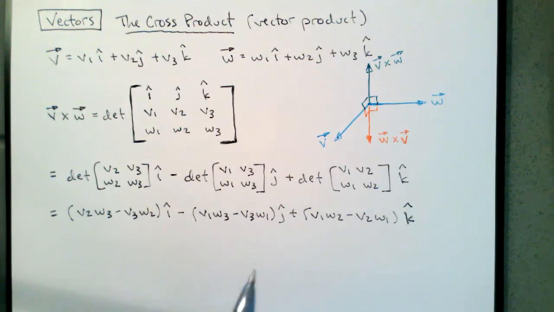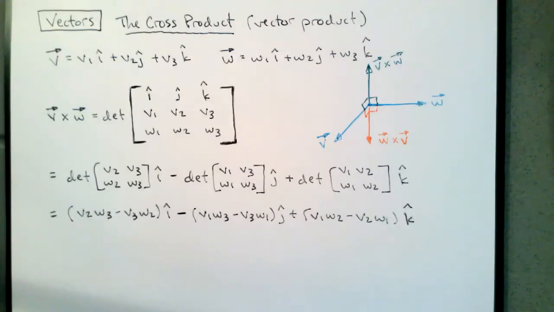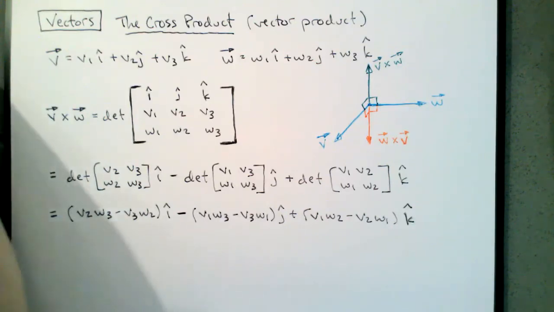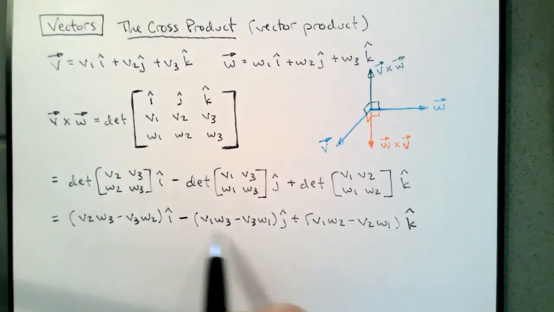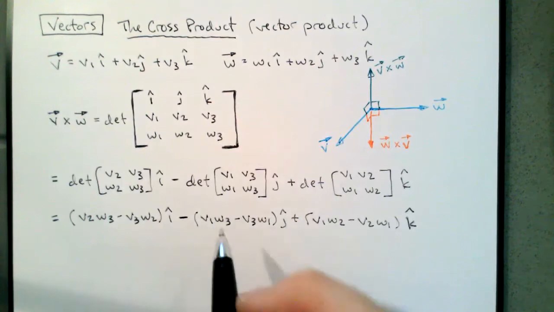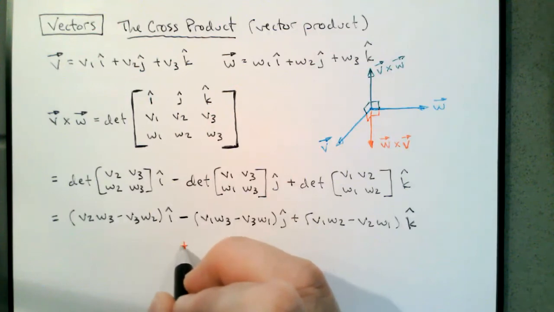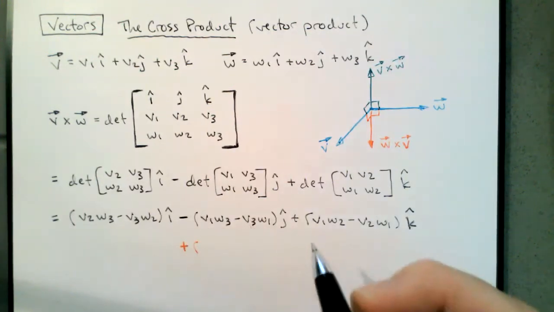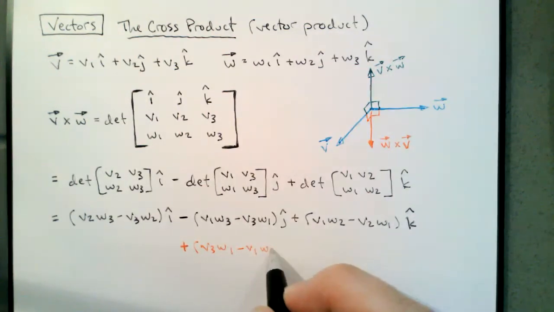And then I just have to remember that in the determinant calculation, the second term is the opposite of whatever you get. Sometimes you'll see the determinant calculation where this middle term, we distribute the negative. So instead of V1W3 minus V3W1, you'll see this written as a plus, and then we change the signs inside the parentheses. So this will be V3W1 minus V1W3.